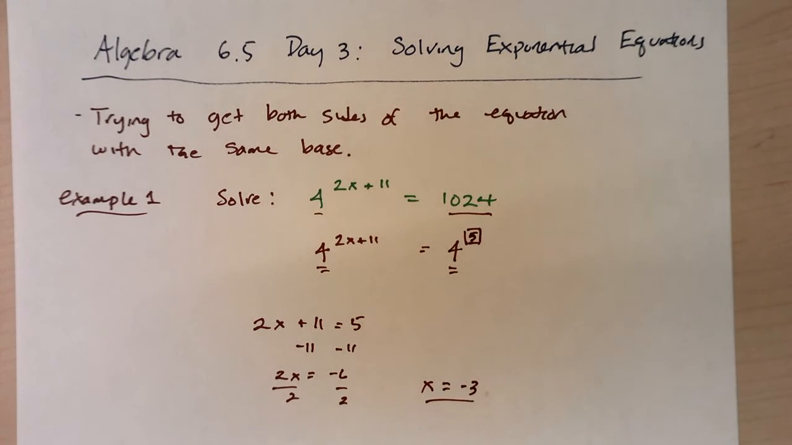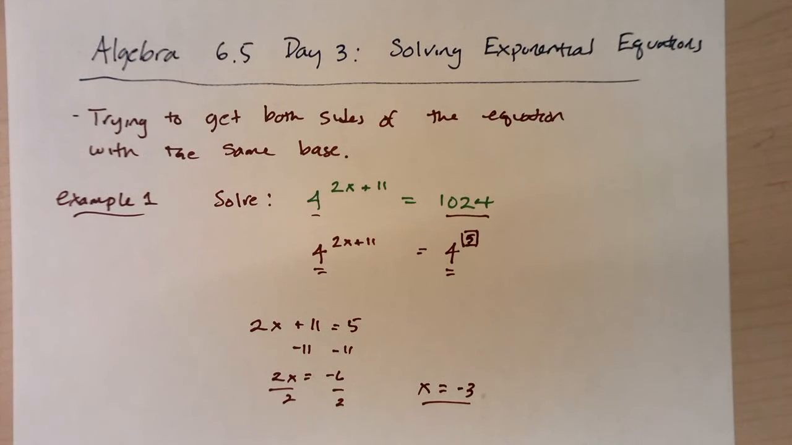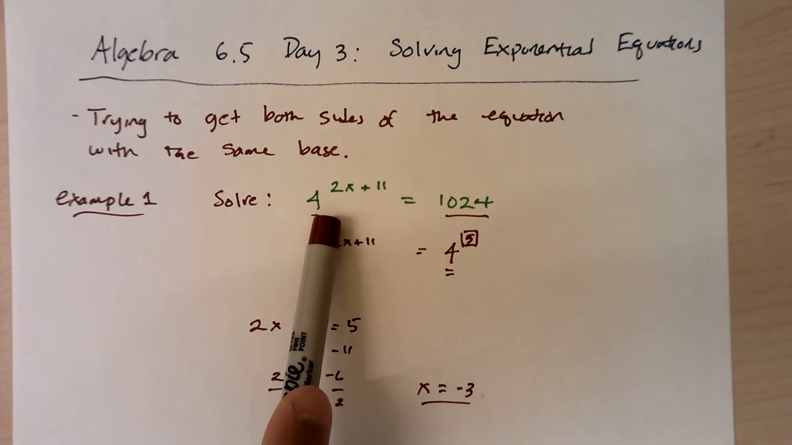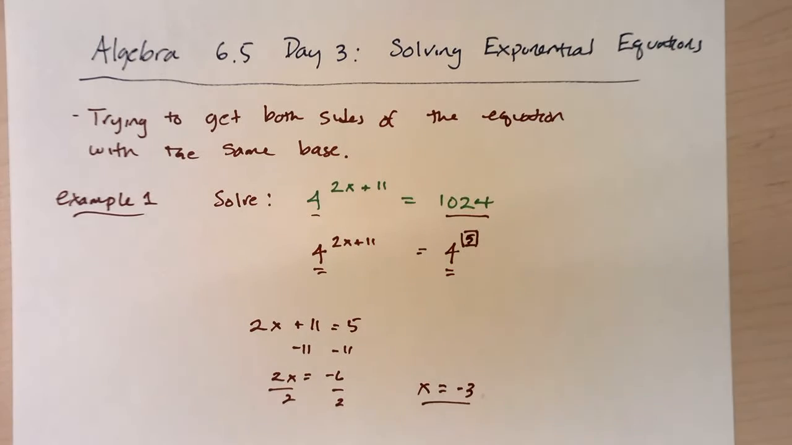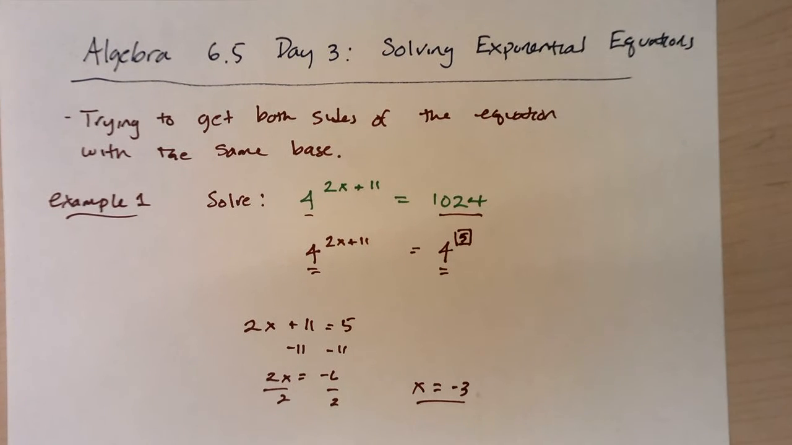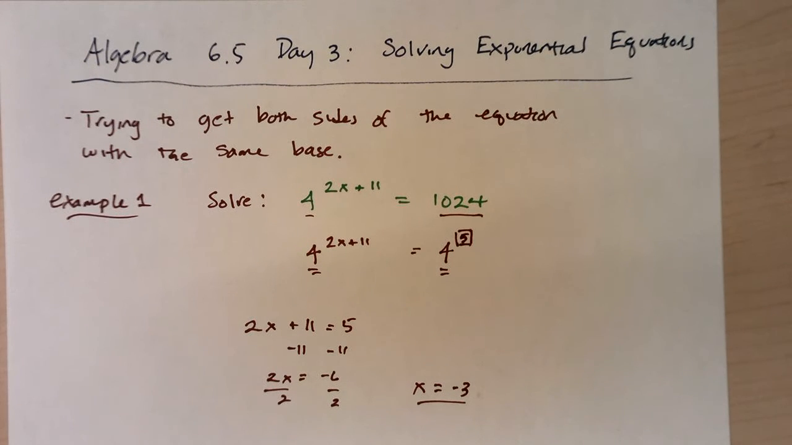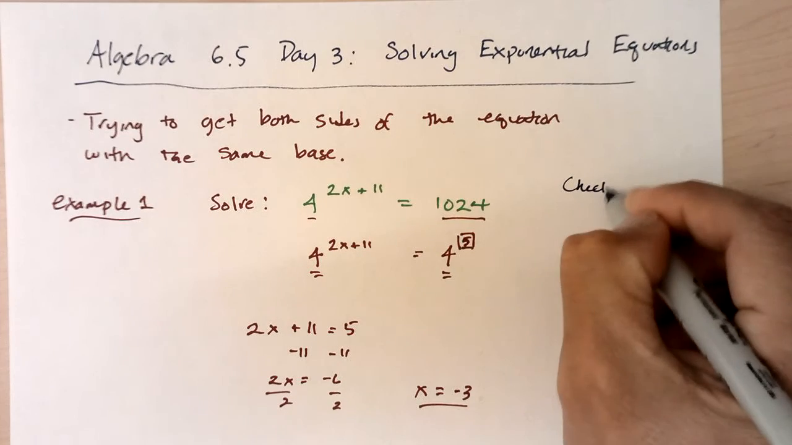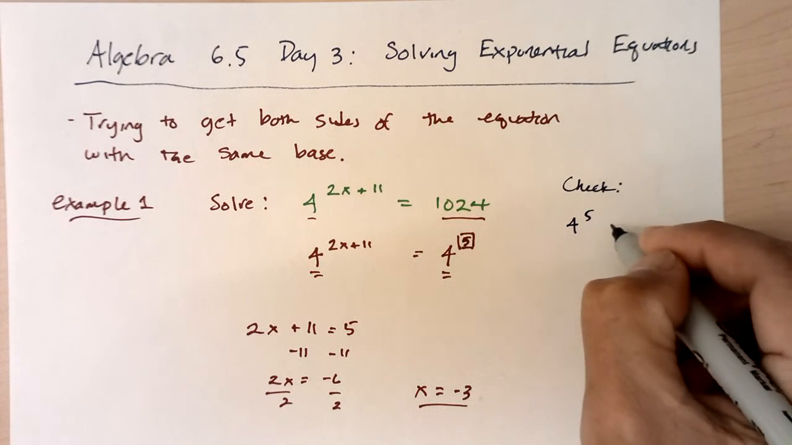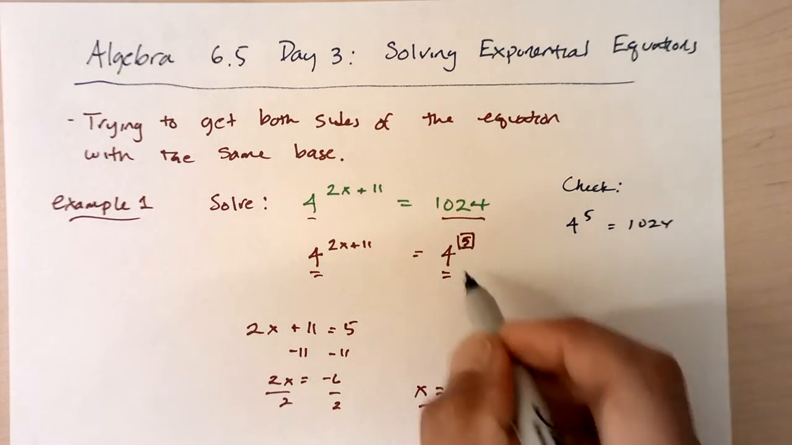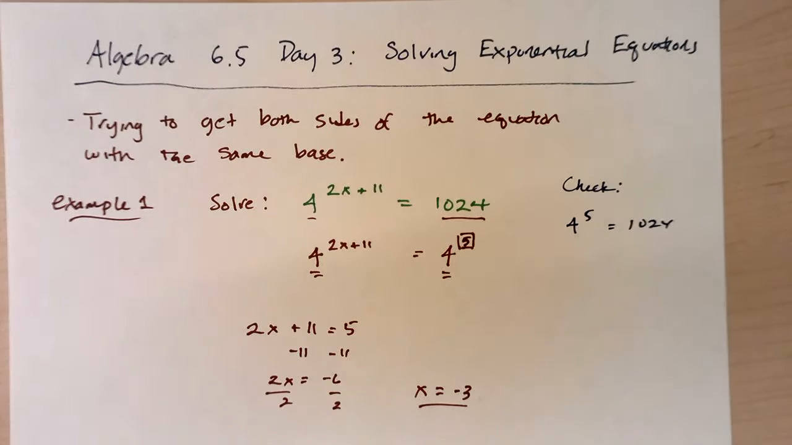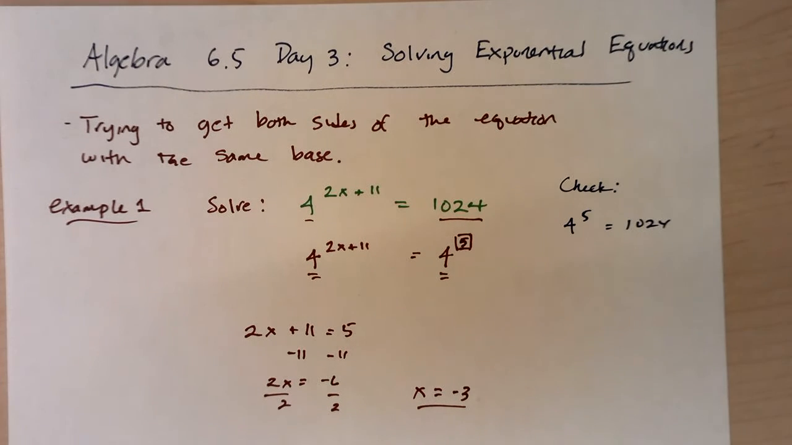And then you can go back and check that solution. So if I plug this back into the left side of the equation, everything that I started off with in green here, 2 times negative 3 for the exponent is negative 6, plus 11 is 5. 4 to the 5th on the left side of the equation. Let me just write it down. This is my check. 4 to the 5th should equal 1,024. And we checked that earlier. 4 to the 5th is 1,024. That's how we got the same base. So x equals negative 3 is a correct solution.